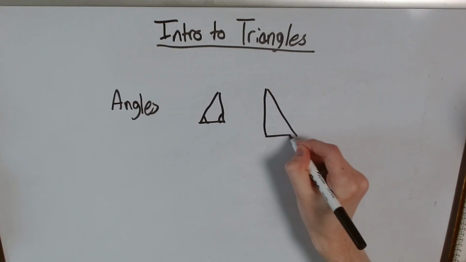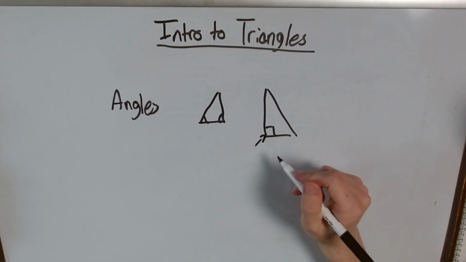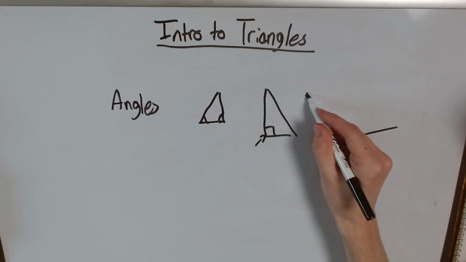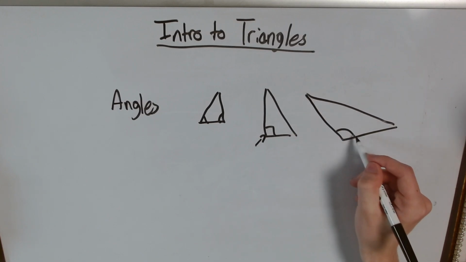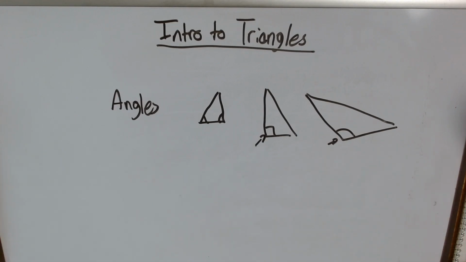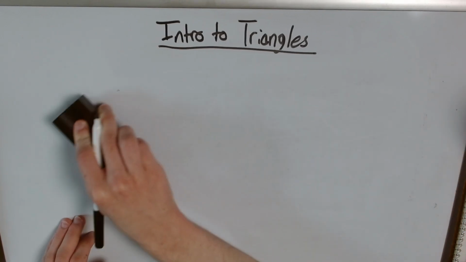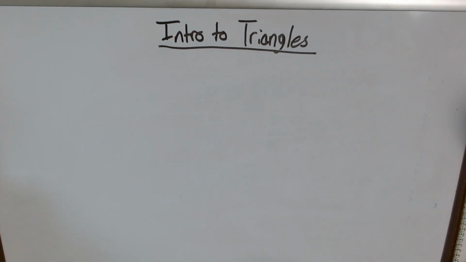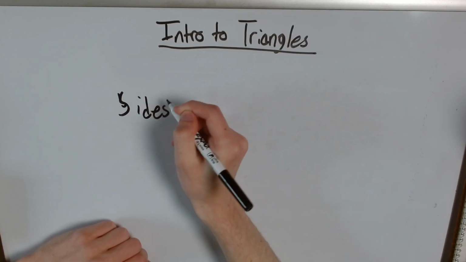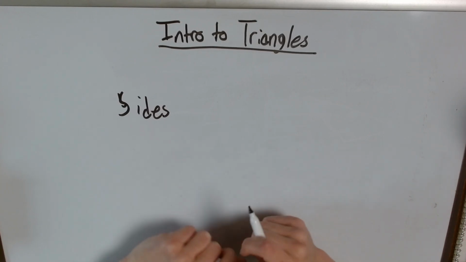Triangle like this, we have a right angle. Well, we would call that a right triangle. And triangle like this, where we have an obtuse angle, we might call it an obtuse triangle. But more common than that is referring not to triangles by their angles, but by their sides. Because there are a couple of very common triangles that you see depending on their sides.